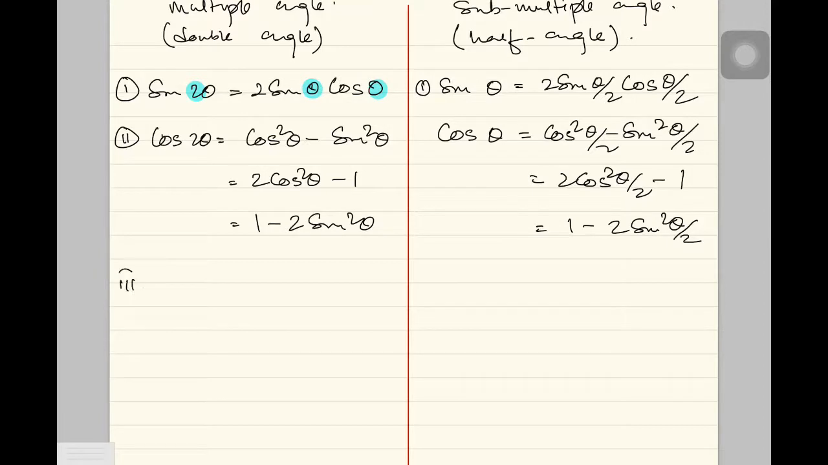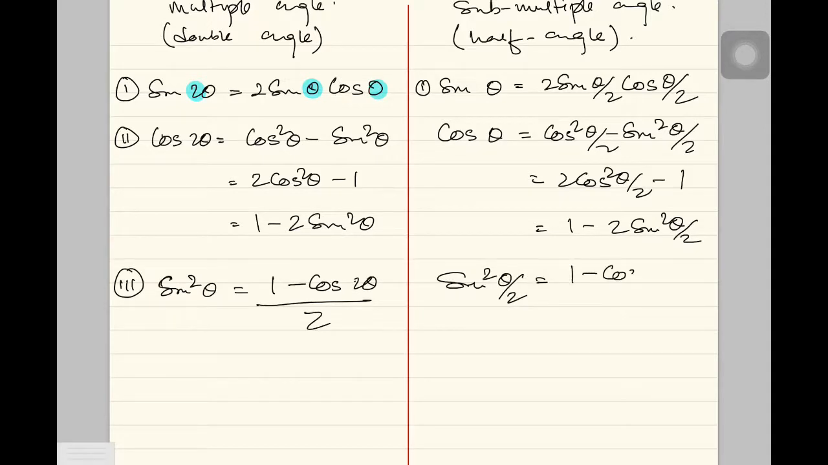Okay, and the third one, similarly you'll get sine square theta equals 1 minus cos 2 theta divided by 2, and sine square theta by 2 will be 1 minus cos theta divided by 2. See, all the angles I've halved, just half the angle. Check this out. Theta, theta by 2. 2 theta, theta. Did you understand? Just half the angle on the other side.